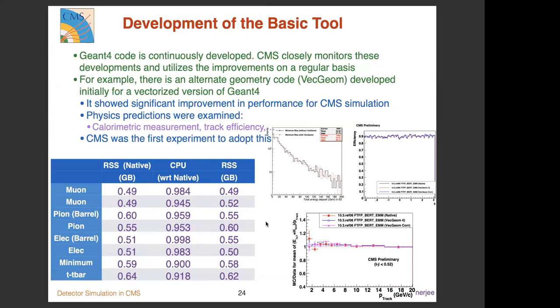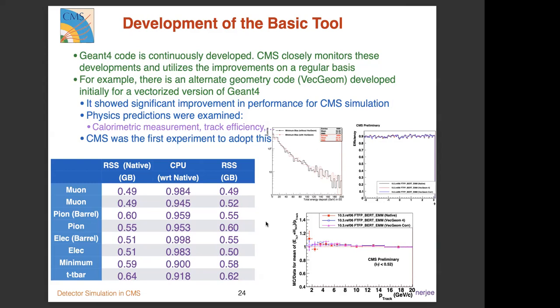Now, that goes as understanding the detector. Now, the Geant4 code is continuously developed, and CMS closely monitors those developments and utilizes the improvements on a regular basis. For example, there is an alternate geometry code which was developed sometime around 2016 or 2017, called VecGeom. They wanted to have a vectorized version of Geant4, which never happened. But this particular code called VecGeom was integrated into Geant4, and we are the first users of this code for CMS simulation.